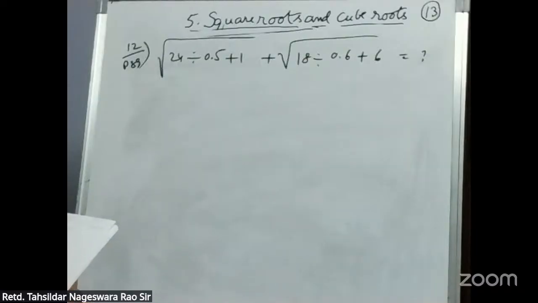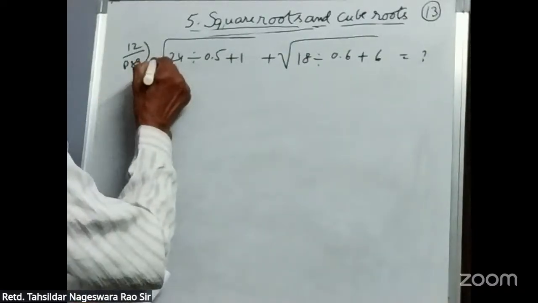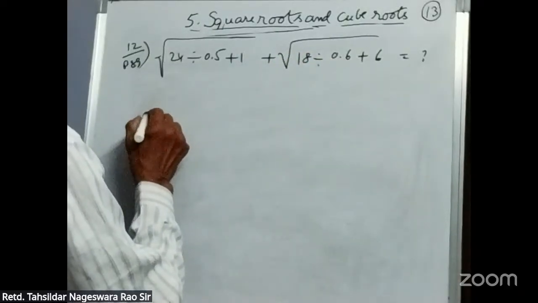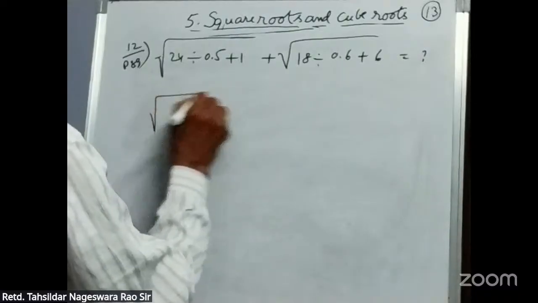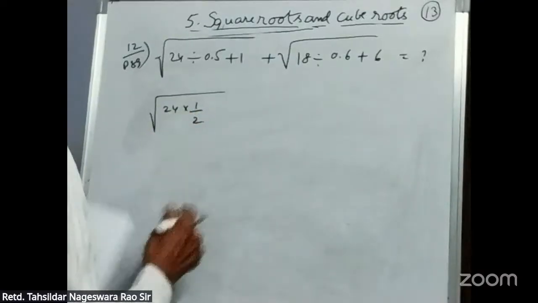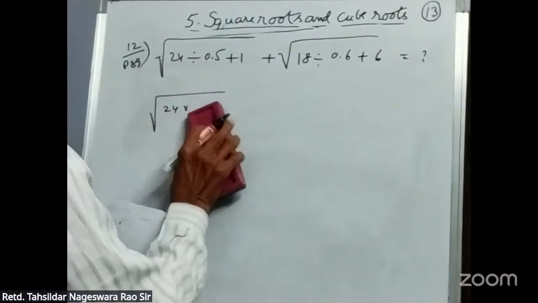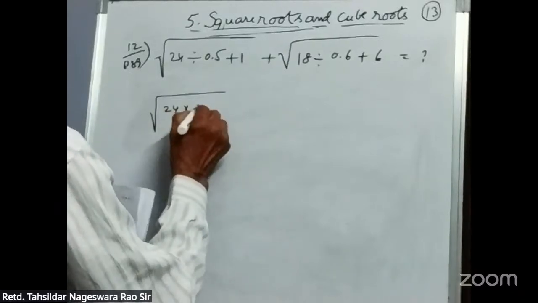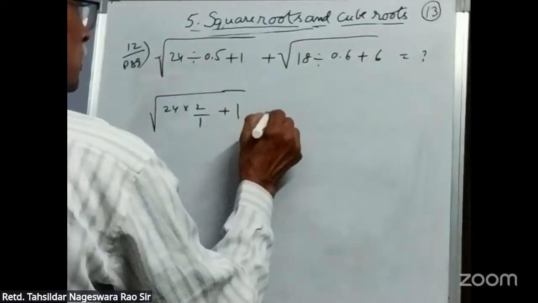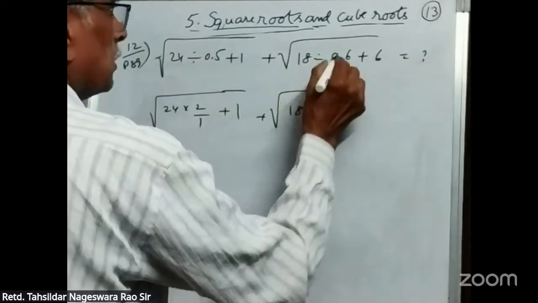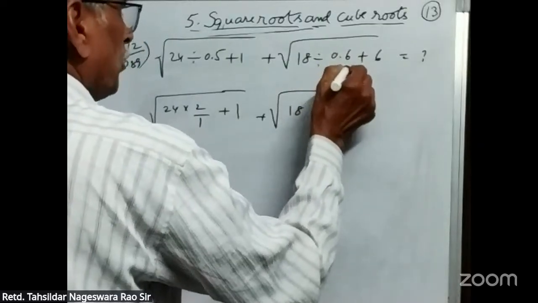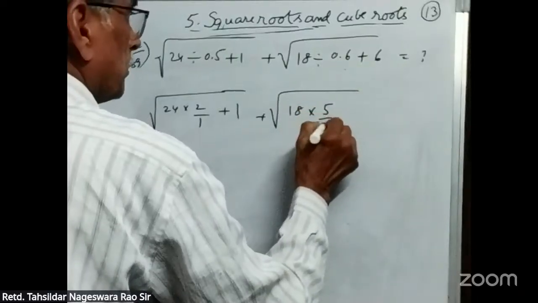This is also simple, of course. The only thing is divisions are there. Bartman's rule, first divide. This will be 24 into 1 by 0.5, and 0.5 will be 1 by 2, so it is converted into 2 by 1, plus 1, plus square root of 18. This will be 60 by 6 by 10, that is 3 by 5. If it is into 5 by 3, plus 6.